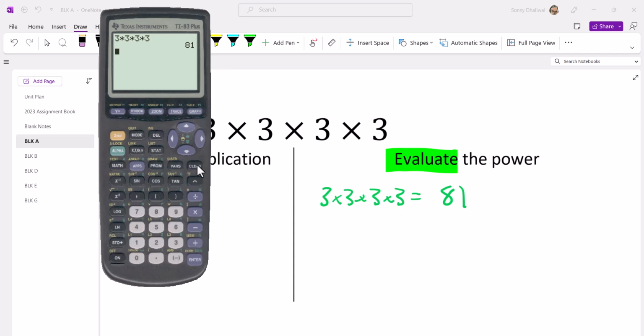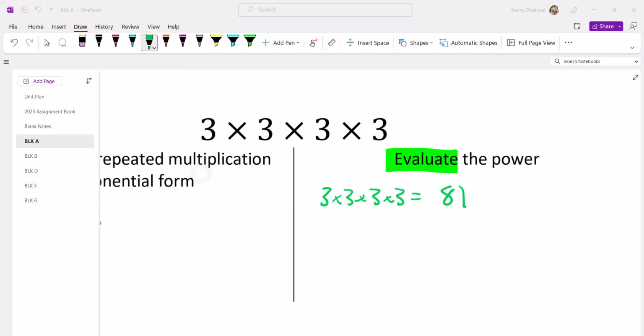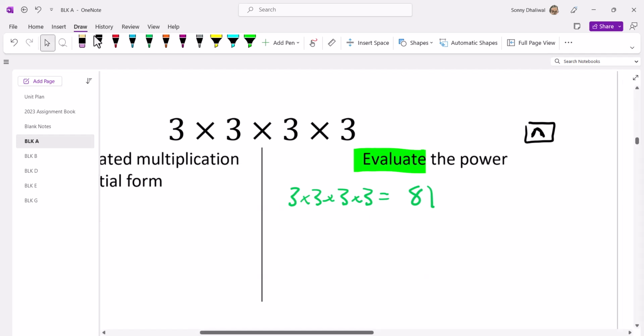It depends on how your calculator is. Not all manufacturers use the same exponent button. My calculator and Santos's calculator are the same one and look like this, and some of you will have the same exponent button right here. It's a button that looks like this. It's called a caret, or an upside down V. That's what you refer to it as.